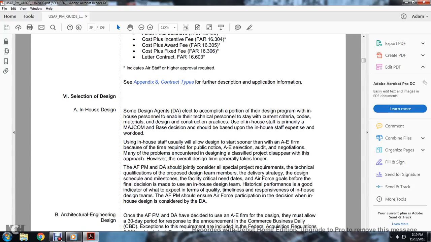Using the in-house staff usually allows the design to start sooner than with an A&E firm because of the time required for the public notice for the A&E selection, audit, and negotiation. There may be problems encountered with the design of classified projects as well. With this approach, however, the overall design timeline generally takes longer.